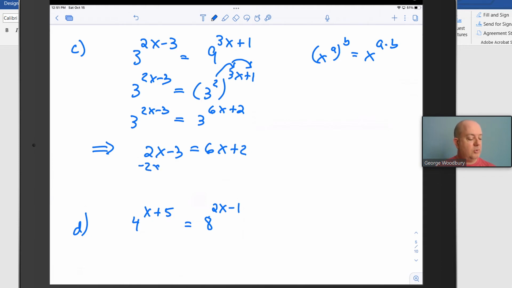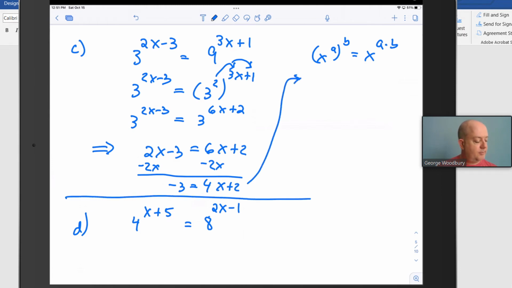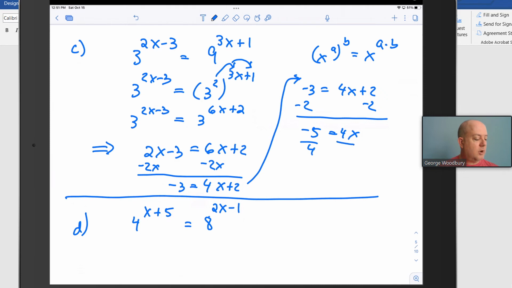I'm going to subtract 2x from both sides to get negative 3 equals 4x plus 2. Let me continue that up above. Negative 3 equals 4x plus 2. Subtract 2 from both sides. Negative 5 equals 4x. Divide by 4, and we have our solution. x equals negative 5/4.